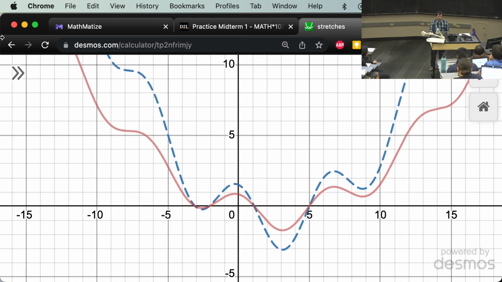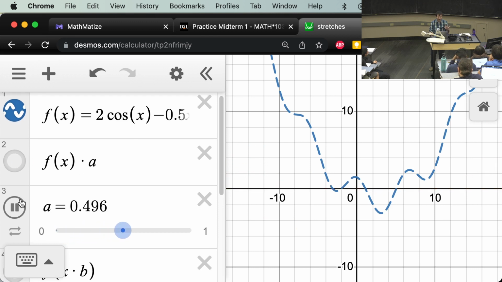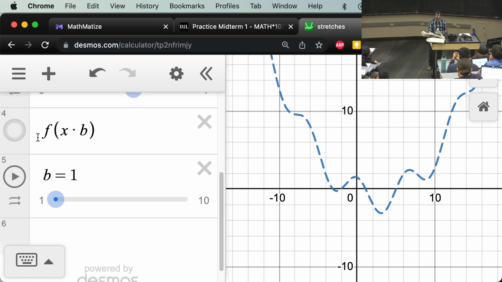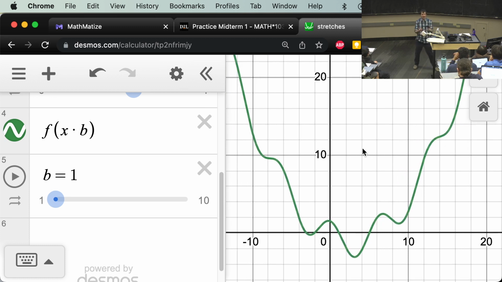And to show you, I'm going to take the exact same thing that we were doing before. And before we did f of x times a, right? That was the vertical stuff that we just saw. Now we are doing f of x times b, but the b is inside the bracket. So if I turn this on, it should be the exact same function, right? Because right now b is 1.